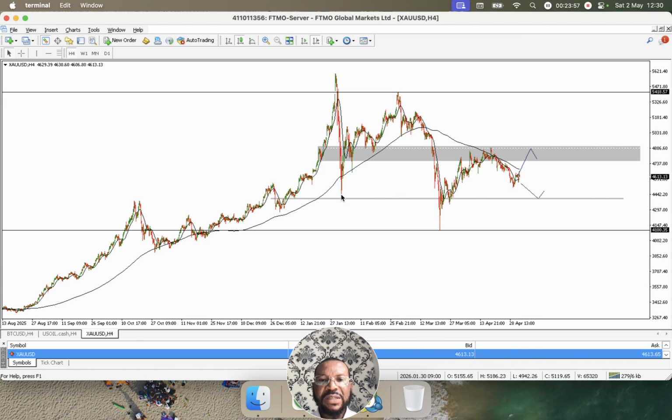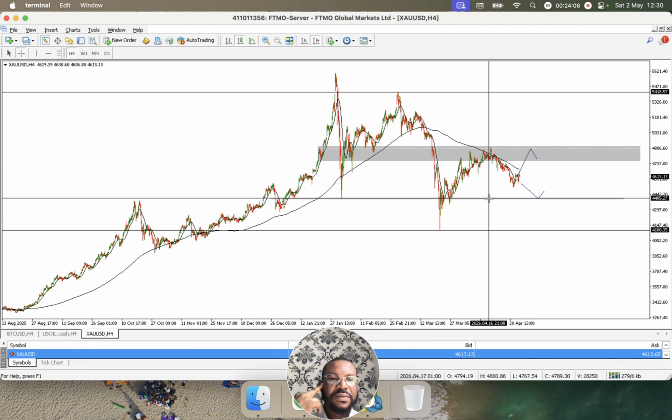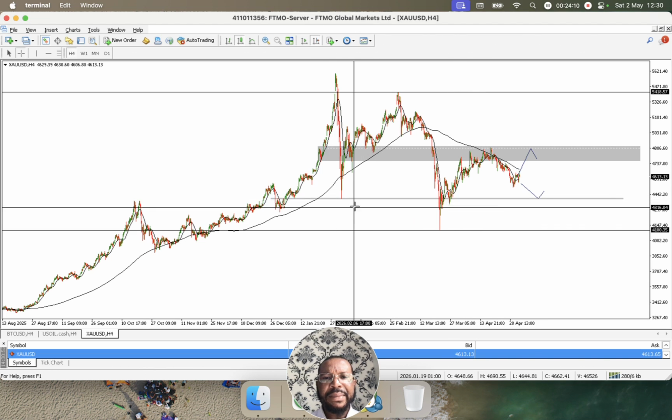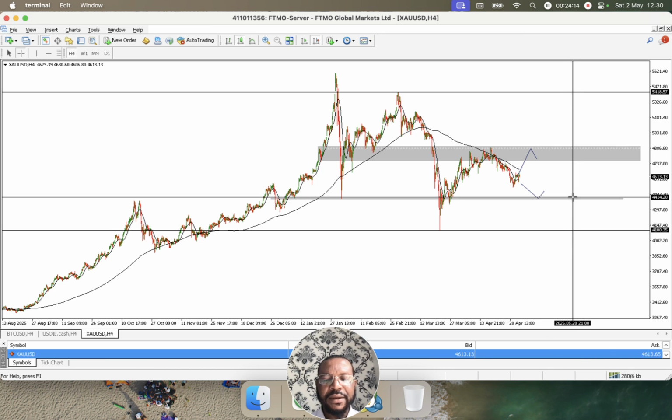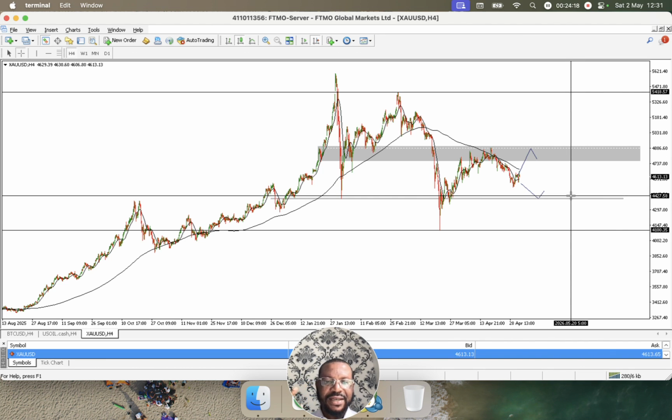There are people who bought this market from here and they were happy when this market went up. They still have that memory that when this market comes down to this price at 4,400, they will remember, oh, some time ago we bought this market, so we made money. The price is there now, let's buy again. Psychology. This is how people think.